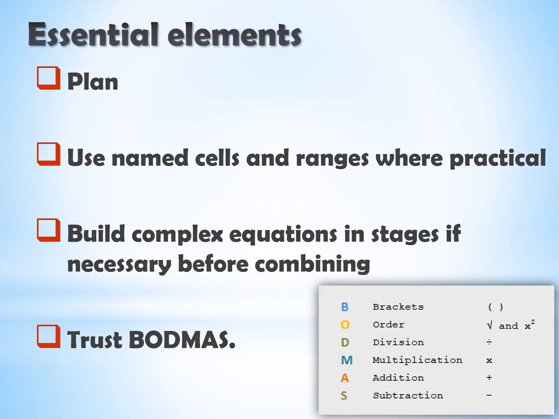Essential elements. When using Excel, it is essential to plan what you want to do. Use named cells and ranges where practical. Build complex equations in stages before combining. Formulas should be built using BODMAS rules, which stands for B brackets, O order, D division, M multiplication, A addition, and S subtraction.